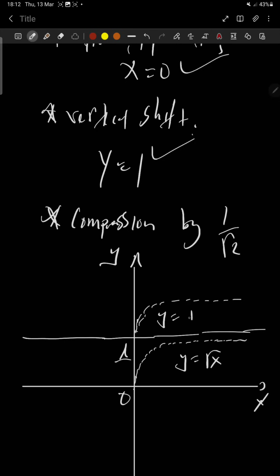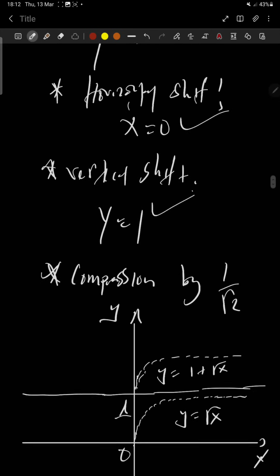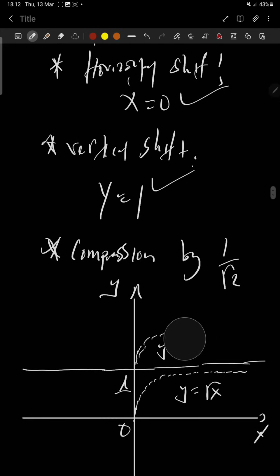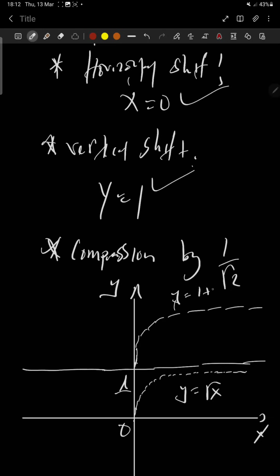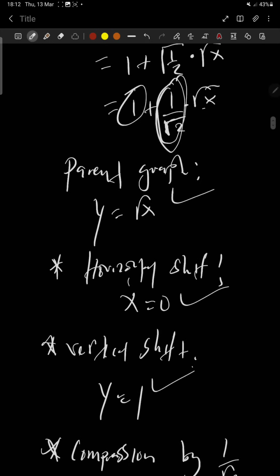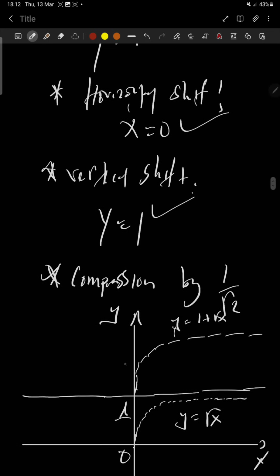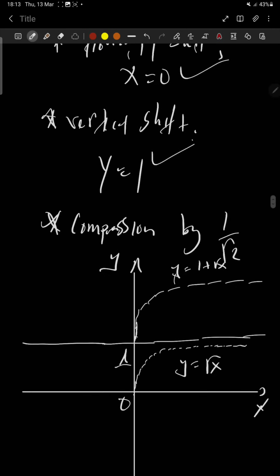This is y is equal to 1 plus the square root of x. Let me just draw it nicely. Okay, so this is y is equal to 1 plus the square root of x. Now compression means the graph will be inside. If it was stretched vertically, it would be above this one. Since it's compressed, compression means inside. So your final graph will be this.